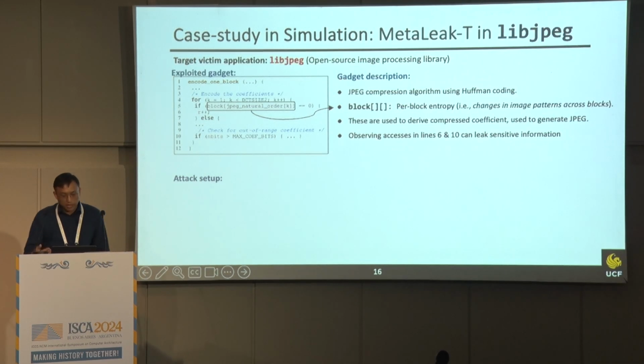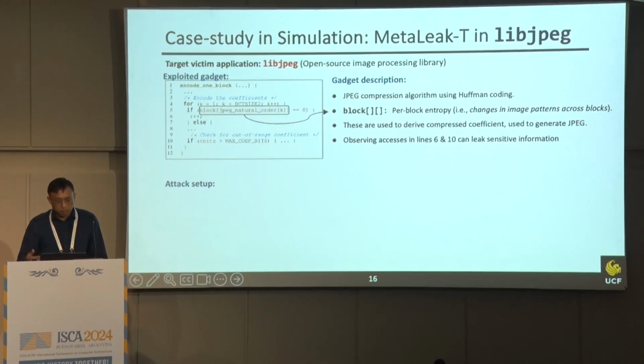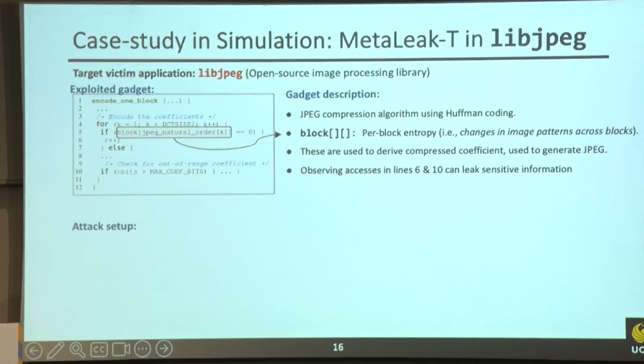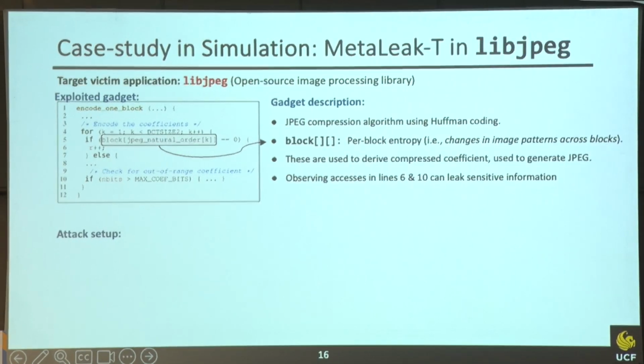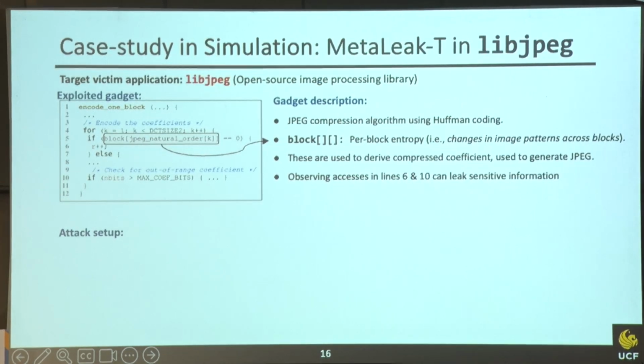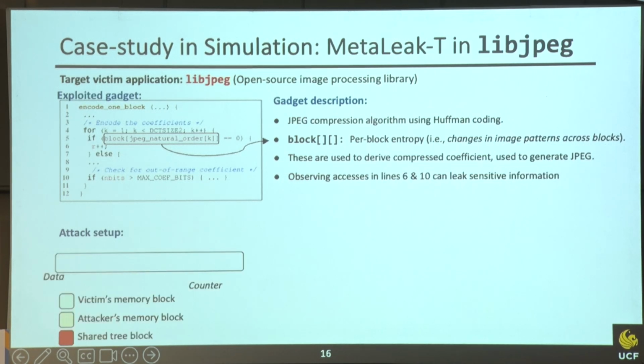This block stores a per-block entropy, which demonstrates the changes in image patterns across blocks of the image. These are later converted to generate a JPEG image. Essentially, by inferring the values of this block array, we know the entropy of this figure, and we use that to recover the original figure. But instead of using data flow to recover this, we use MetaLeak to observe the metadata control flow to infer this data access.